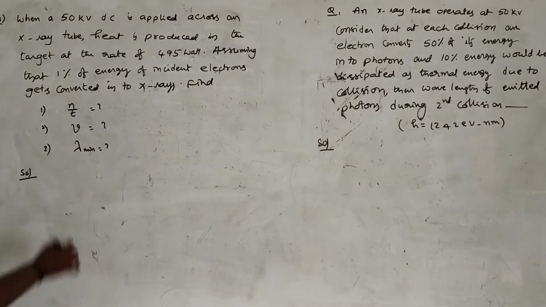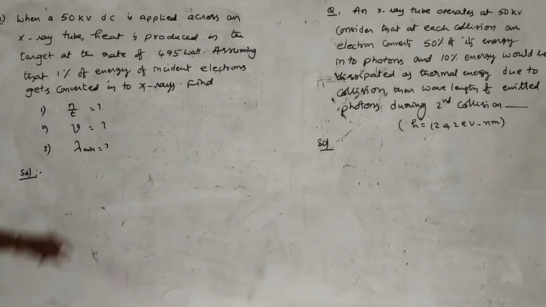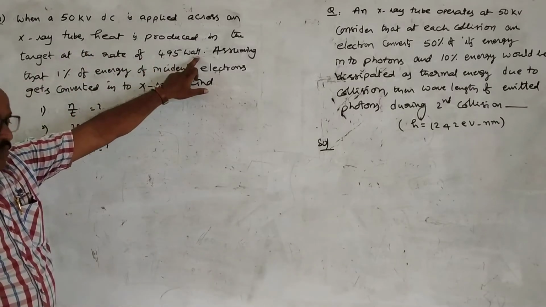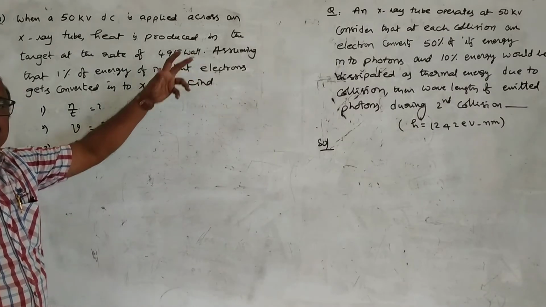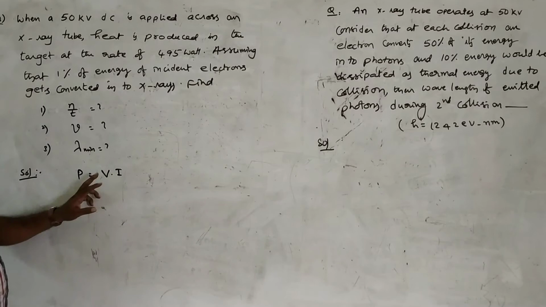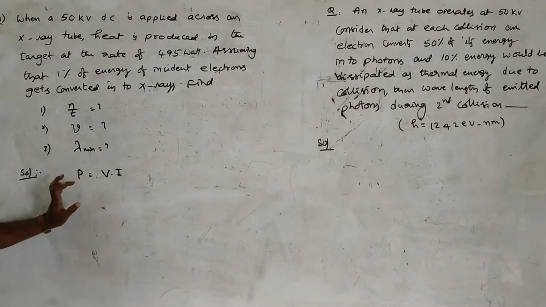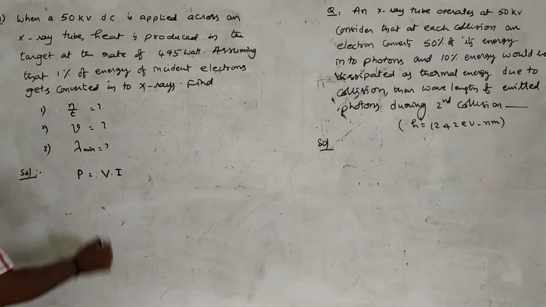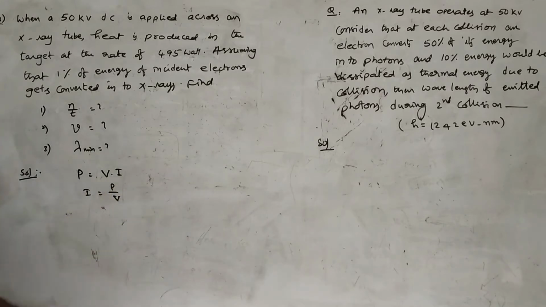Let us see one by one. What is the main assumption or main formula used to solve this problem? The first one: it is given 495 watts, which means it is electric power. What is the formula for electric power? Power is equal to V into I, where V is the potential difference applied and I is the current. The product of voltage and current is always equal to power. Remember this formula: power P is equal to V into I. So from this, current I is equal to P by V.